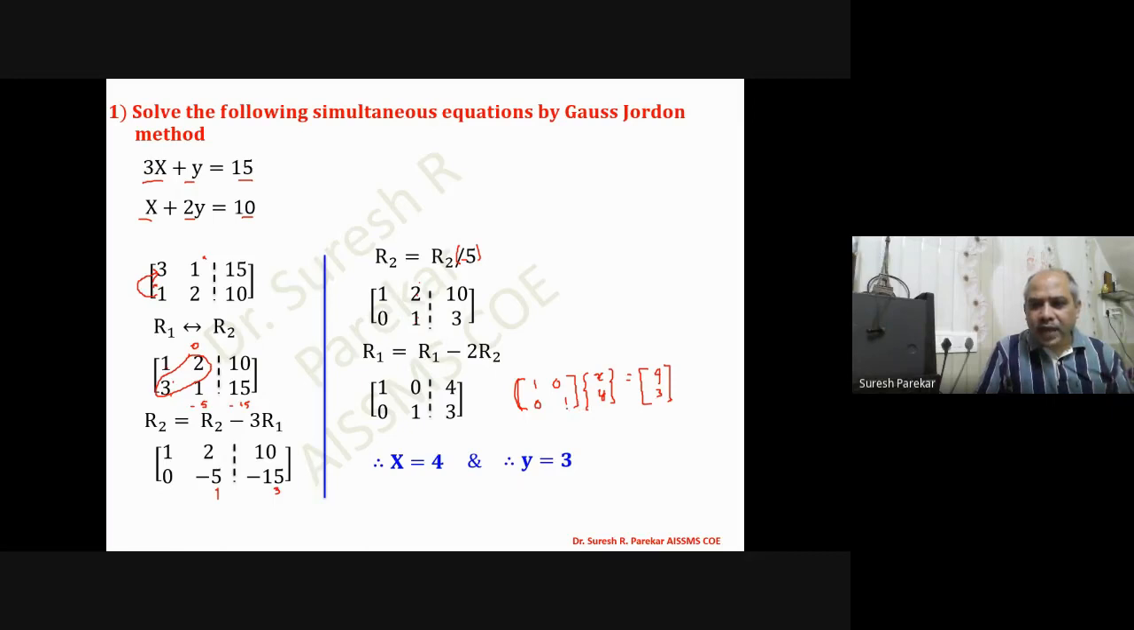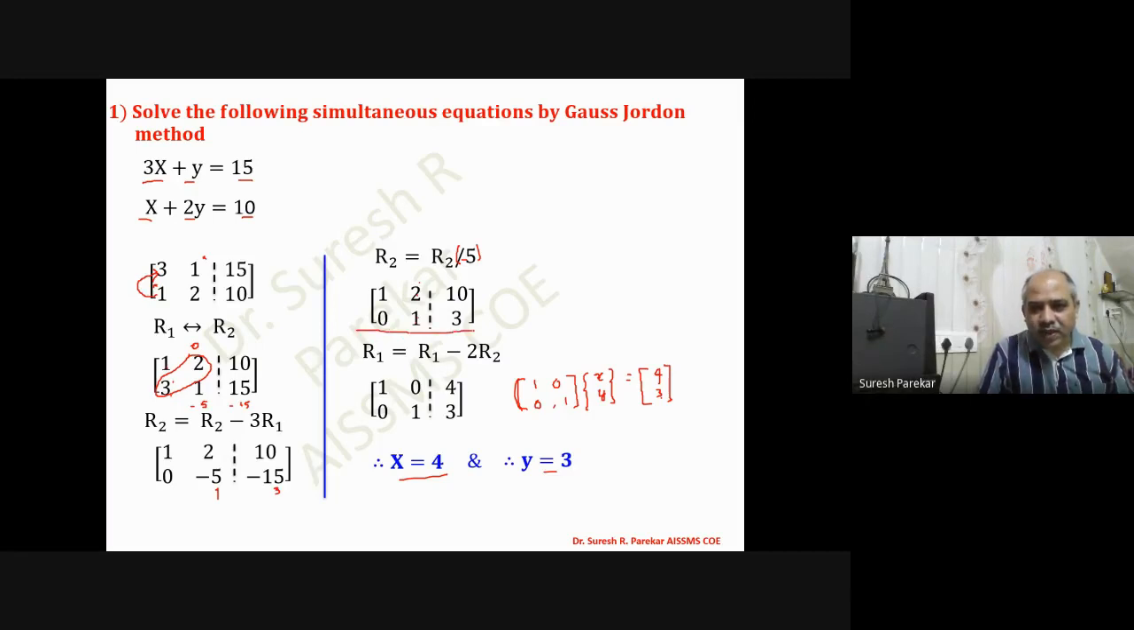And now here we have values as 1, so it becomes easy. 1 into x is equal to 4, so x we will get as 4. And then 1 into y is equal to 3, so we will get the value of y equal to 3. So this is the extension.